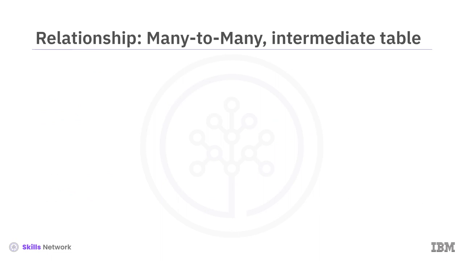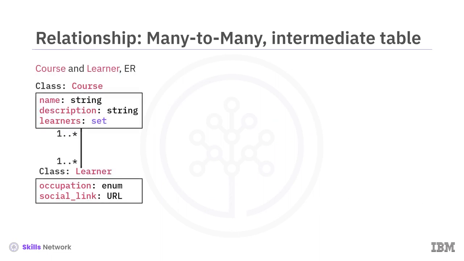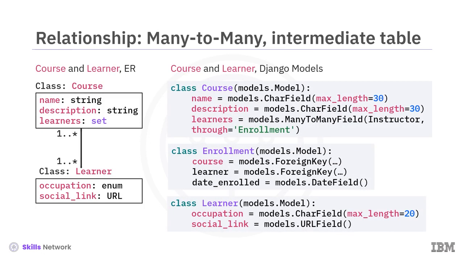Sometimes you need extra information about the relationship between the models. For example, you may want information about the enrollment that occurred between learners and courses, such as the date enrolled. Django allows you to specify the model that will be used to govern the many-to-many relationship. In our case, the intermediate model is the enrollment table. It is associated with the many-to-many field using the through argument.